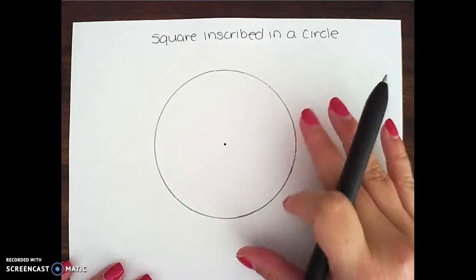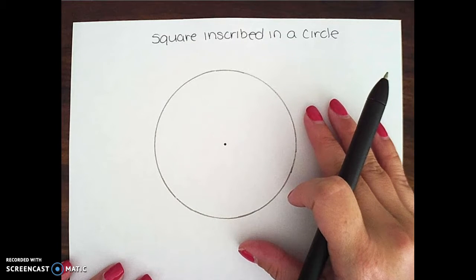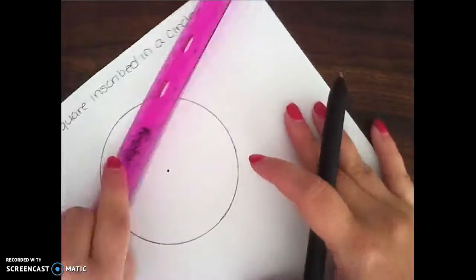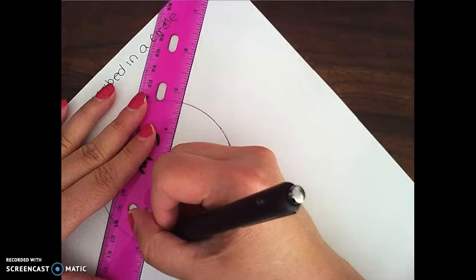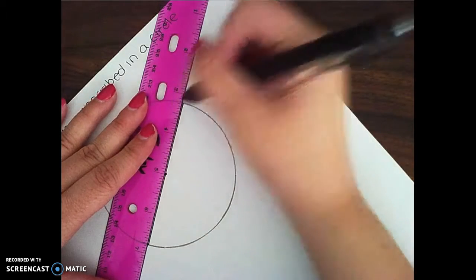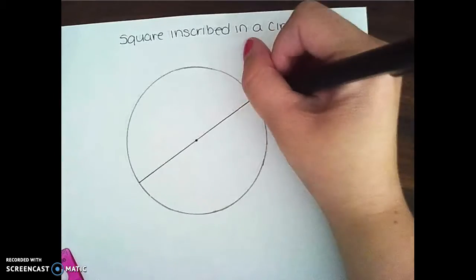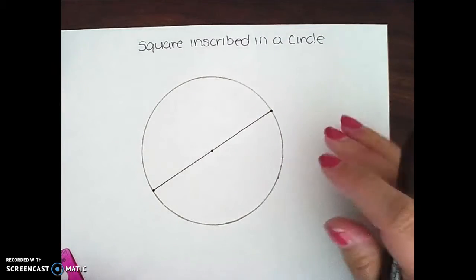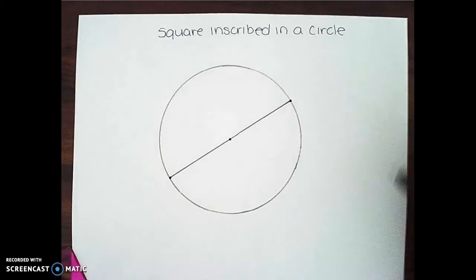So the question would give you a circle with a center and ask you to construct a square inscribed in the circle. So I'm going to start the construction by constructing a diameter going through the center of my circle. And this diameter is actually going to end up being one of the diagonals of my square.